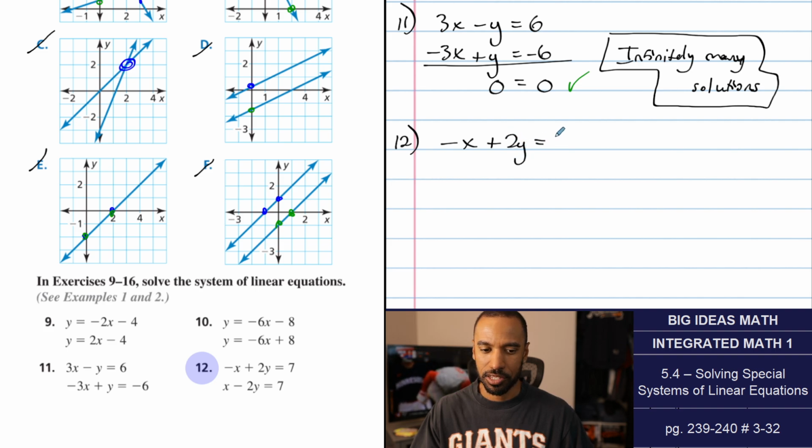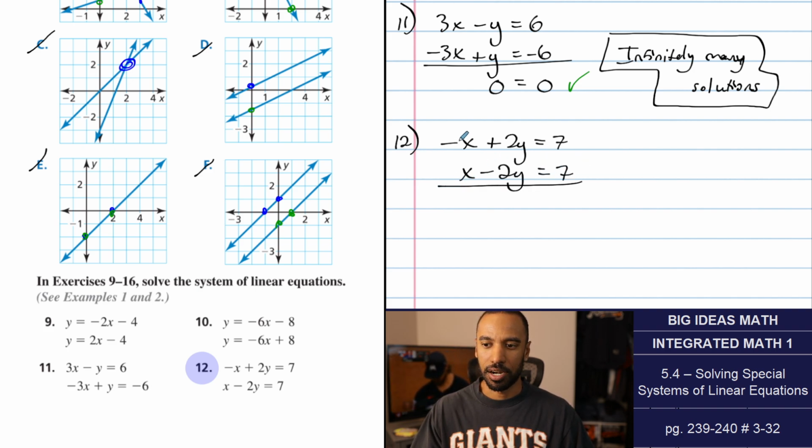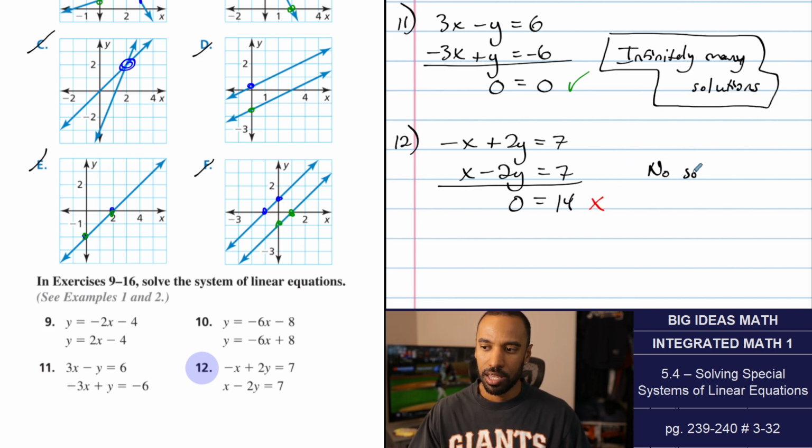This one, kind of the same thing. I mean, are they really hiding it? Not so much. We'll see what happens on numbers 13 to 16. But what's going to happen here? X's eliminate. Y's eliminate. You have 0. Do the 7s eliminate? Not so fast. You don't subtract these 7s. They do add. You get 14. 0 equals 14 is a no solution case.